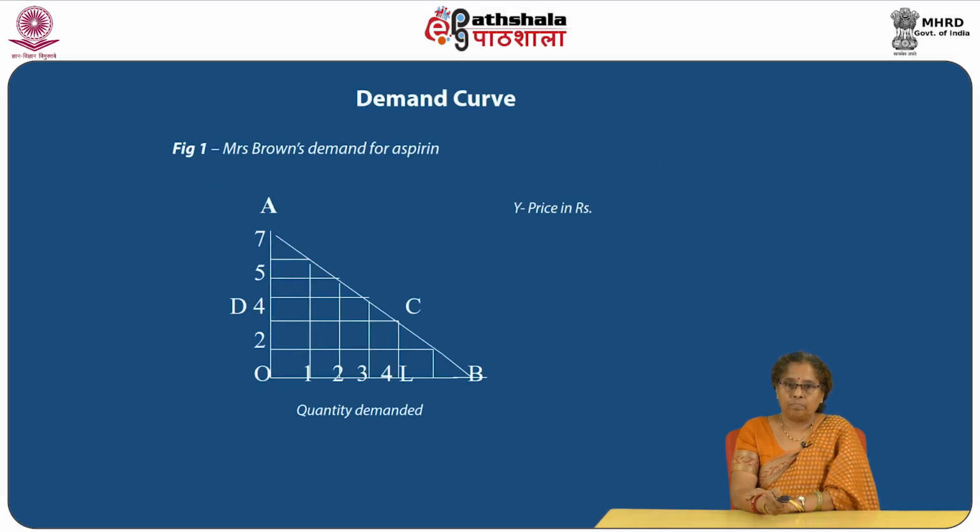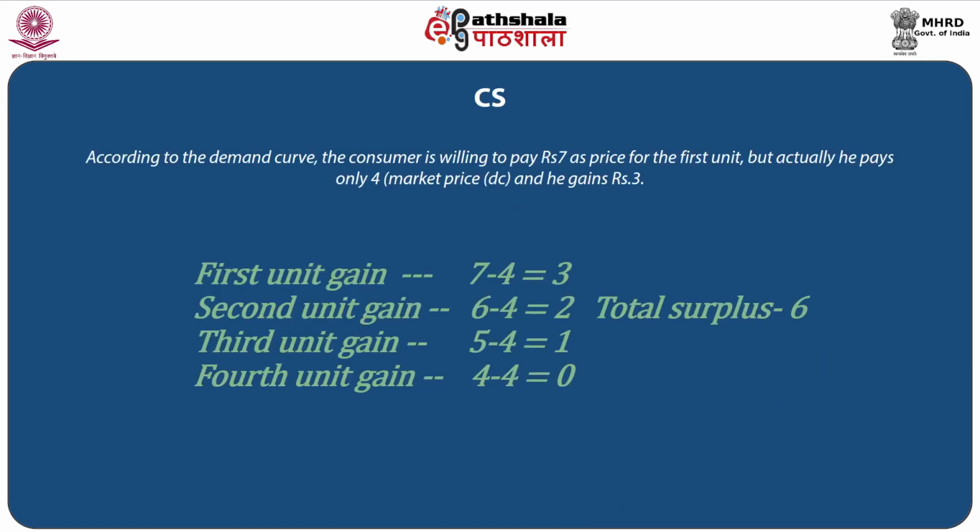Figure 1 gives you Mrs. Brown's demand for aspirin. On the x-axis you will find the quantity demanded, on the y-axis you will find the price. According to the demand curve, the consumer is willing to pay rupees 7 as price for the first unit of the aspirin, but actually she pays only rupees 4, the market price, as shown in the demand curve, and she gains rupees 3.